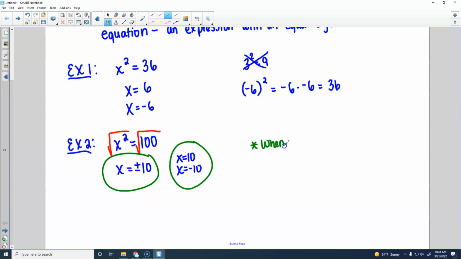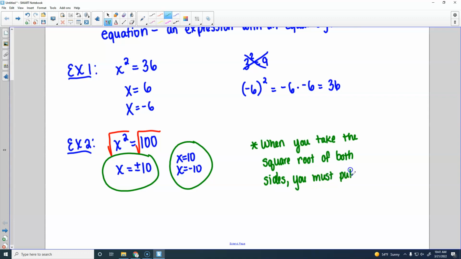When you take the square root of both sides, you must put a plus or minus with the answer. And that will cover the positive and negative there.